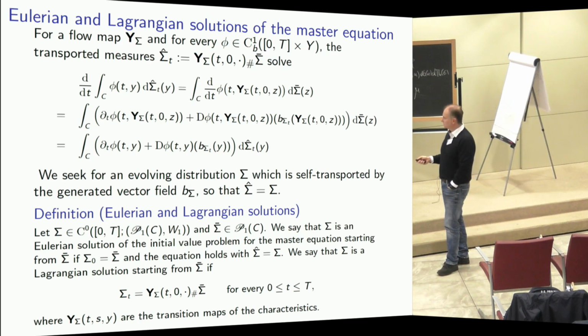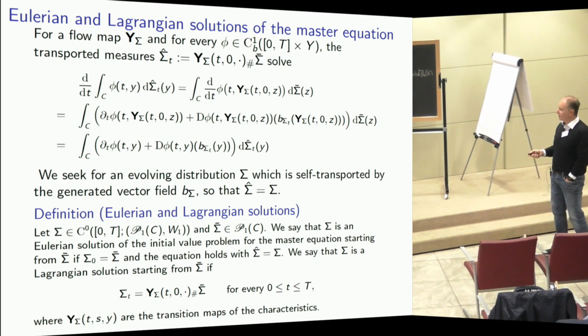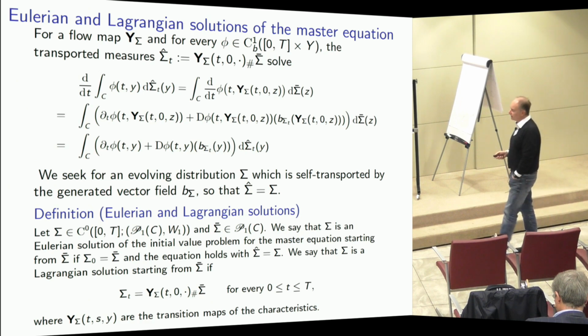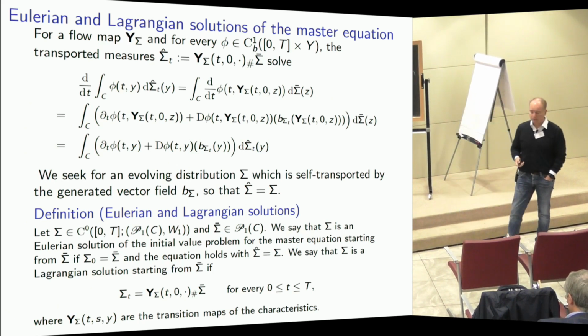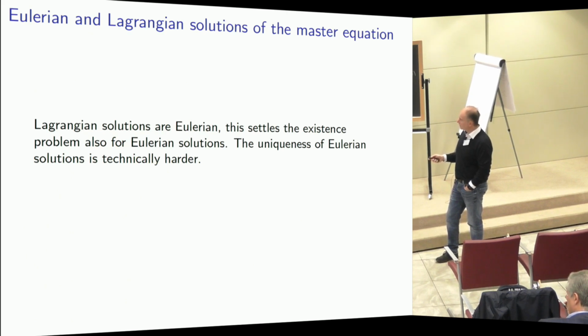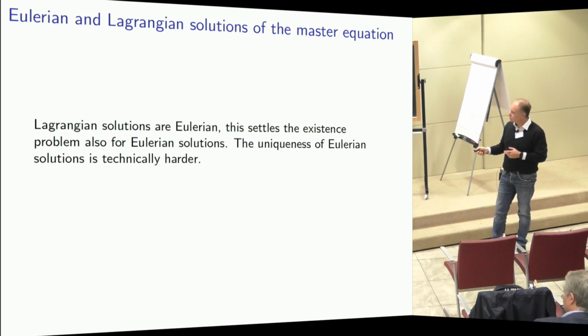And why are we distinguishing the two notions? Because by this construction we see that the notion of solution in the Lagrangian sense is actually an Eulerian solution. But the issue is that the uniqueness of these solutions will not imply the uniqueness of Eulerian solutions in general. So, the reason is the following. Lagrangian solutions are Eulerian, and this in a certain sense clarifies that if you prove existence for Lagrangian, you prove existence for Eulerian. But if you prove uniqueness of Lagrangian, the uniqueness of Eulerian will be left open.